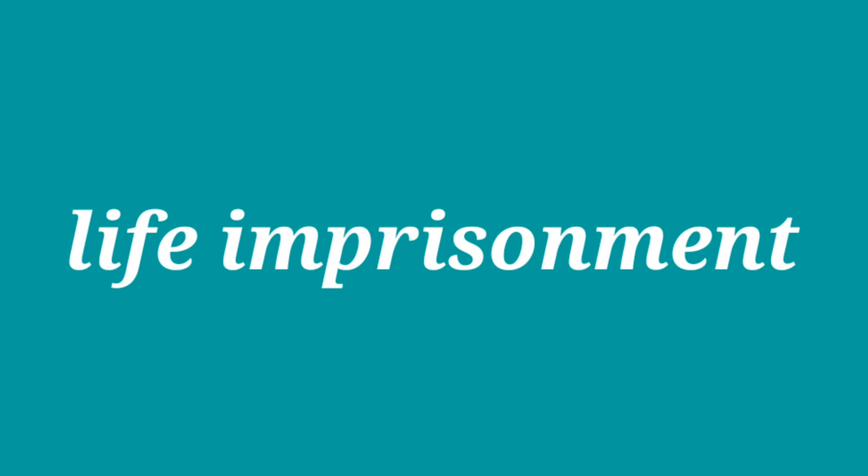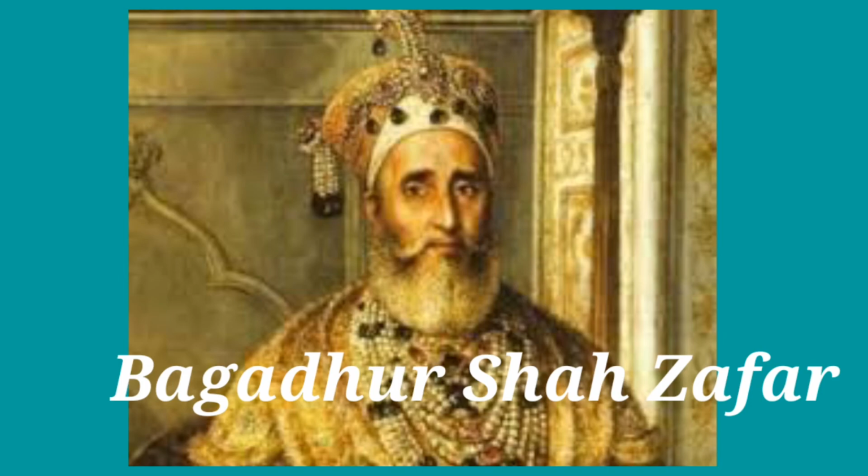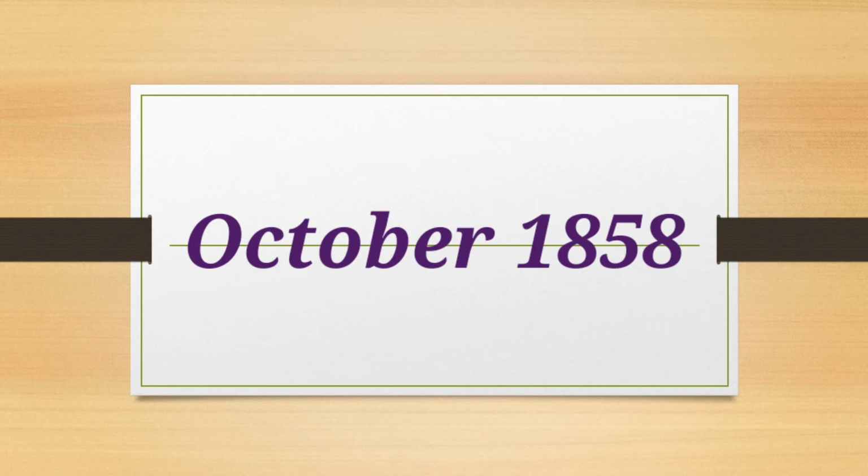His whole life he was to be imprisoned in jail. But what happened? Bahadur Shah's sons were killed by the British, and he was sent to prison in the Burmese capital of Rangoon in October 1858. Later he died there in the Rangoon jail itself, in November 1862. So remember the year, November 1862.